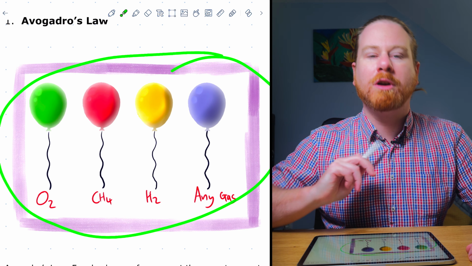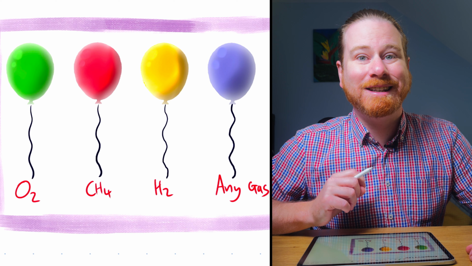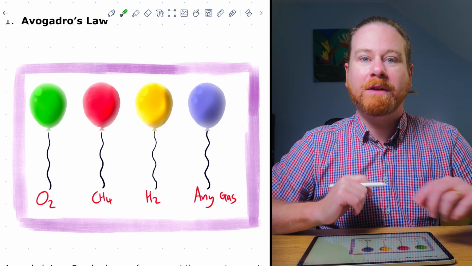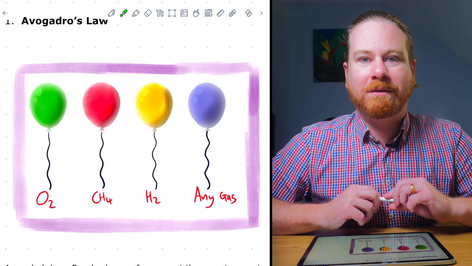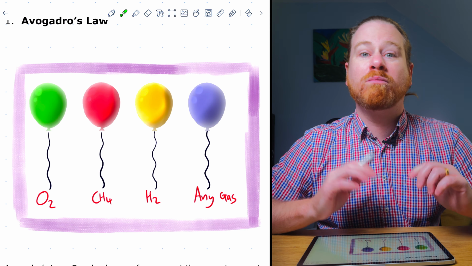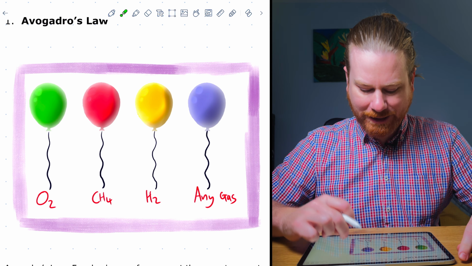So we can see here, all of the balloons are the same size. He then very modestly called this Avogadro's law. Well, I'm not sure if this is all historically accurate, but Avogadro's law is a thing, and here it is.